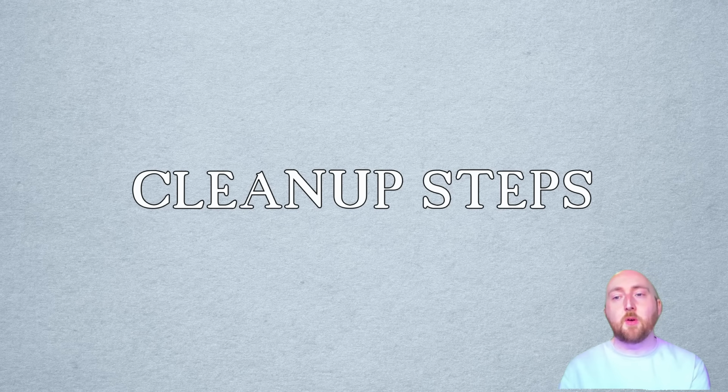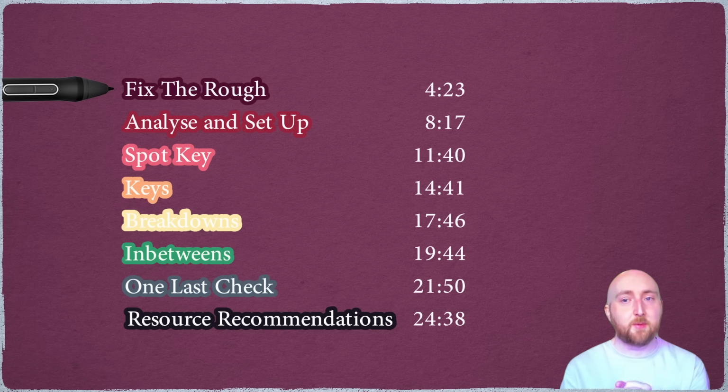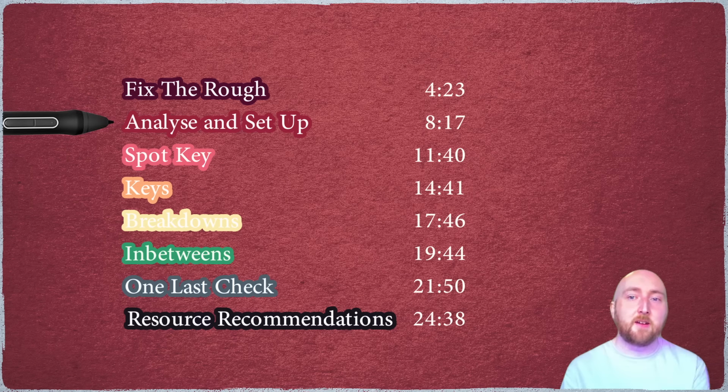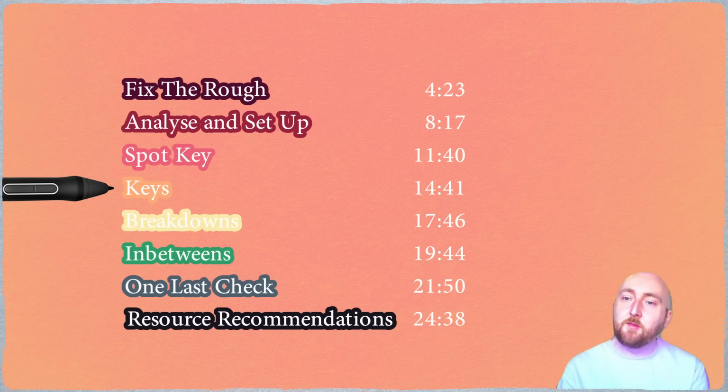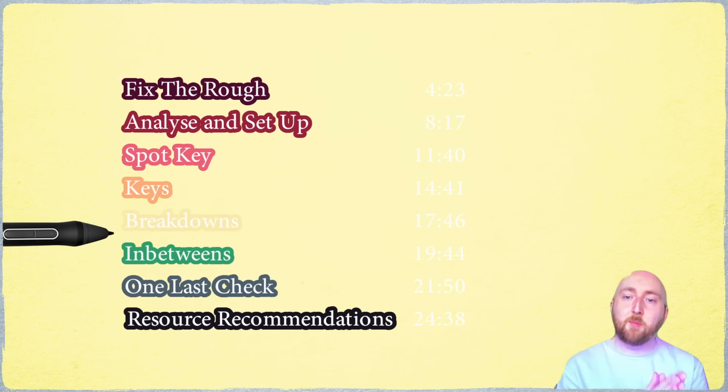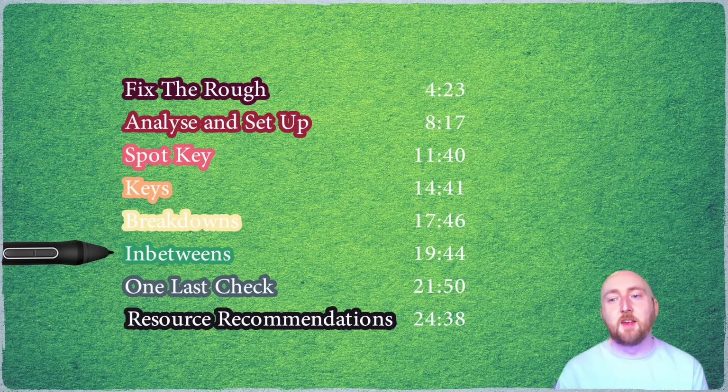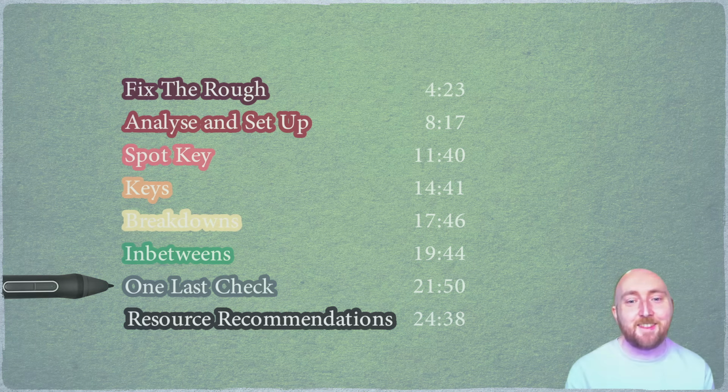So that you know where we're going, let's look ahead and see what steps we'll take. We're going to fix up our rough. We're going to set up our file, analyze our reference, establish our layers, brushes, and all that. Then we'll draw our first clean key, known as the spot key, our first major template. We'll work through the keys, from the most different to the most similar. From there, we'll take a pass through the scene's breakdowns, then make multiple passes going through the in-betweens until all the drawings are done. And then we'll give one more check.